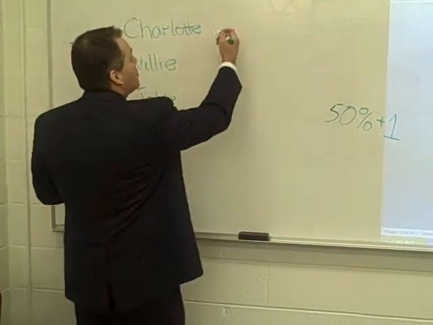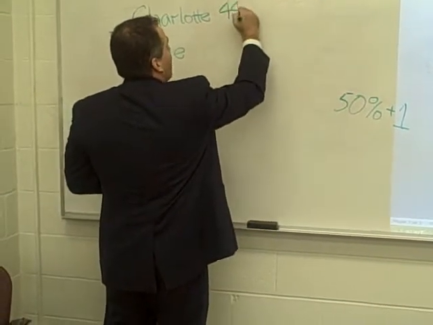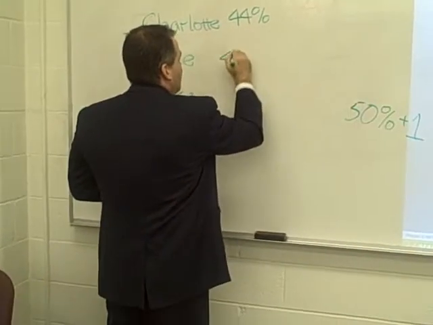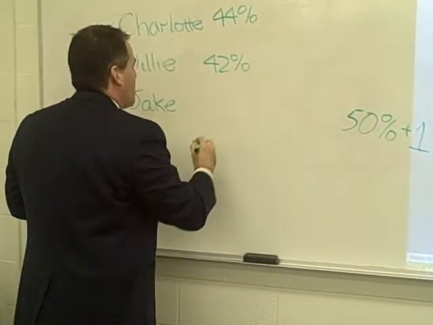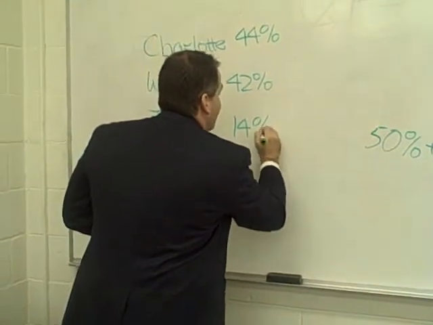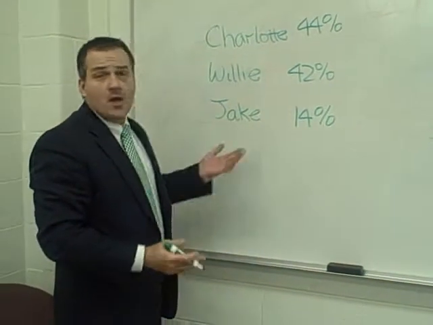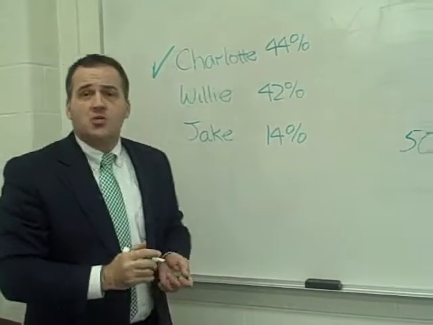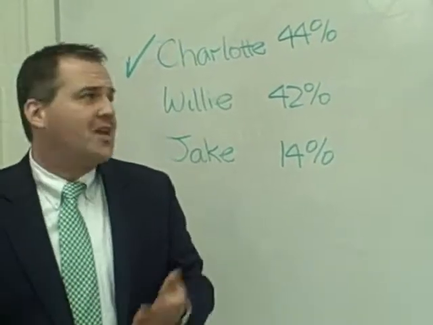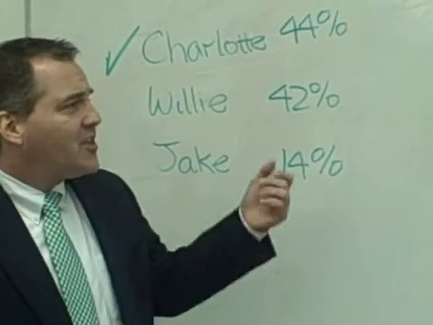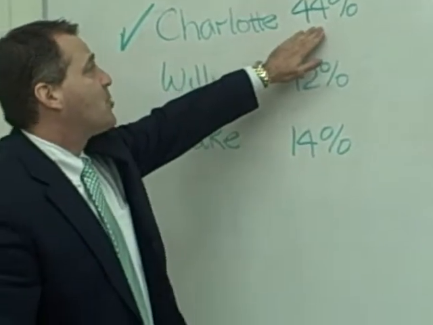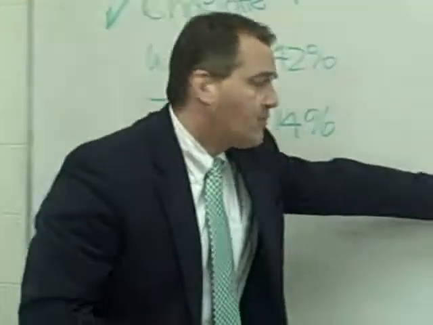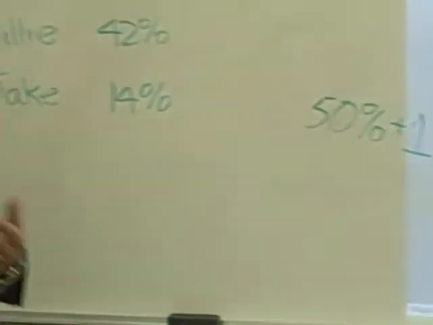So in this example, let's just say that Charlotte got 44% of the vote. Let's say that Willie got 42% of the vote. And let's say that Jake actually got 14% of the vote. Nobody got a majority. But Charlotte, in this instance, is the winner because Charlotte was the person that actually got the most votes. This is what is known in this instance as a plurality. When you get the most votes without getting a majority, or 50% plus 1, you have won with a plurality of the vote.